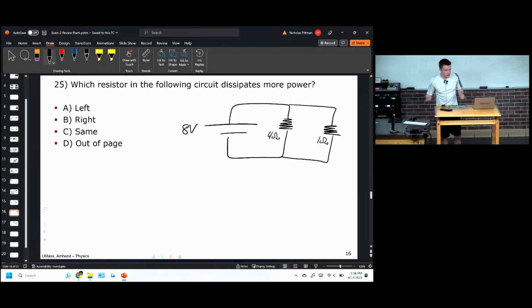Okay, this one I just want to point out for power. Remember, there are 3 equivalent equations: V squared over R, IV, and so on. You can use any of them. You don't have to do extra work. As soon as you have V and R, you're done.